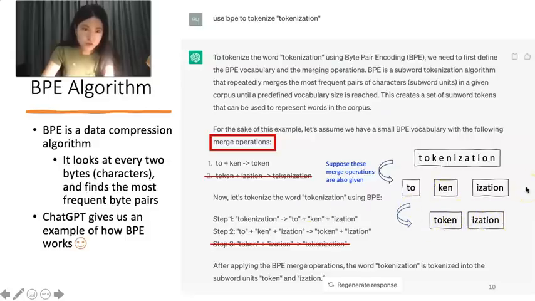And now we have "token" and "ization." There are no more merging rules, and this tokenization process will stop here. So, in a word, "tokenization" will be split into the subparts "token" and "ization." This is how we tokenize using BPE.